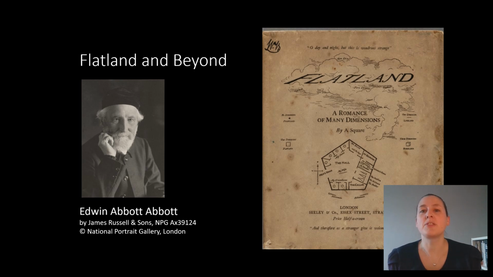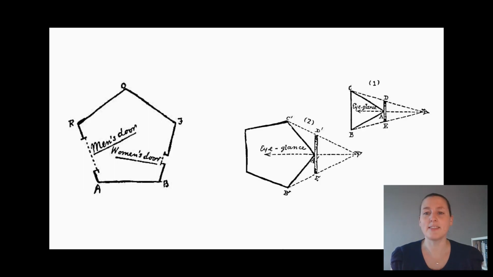But then the second part of the book is an exploration of different dimensions. So in the second part of the book, our protagonist, A Square, is astonished by a visitor from Spaceland, which is a 3-dimensional world. So there's sort of two aspects to this book. And we can discuss these.